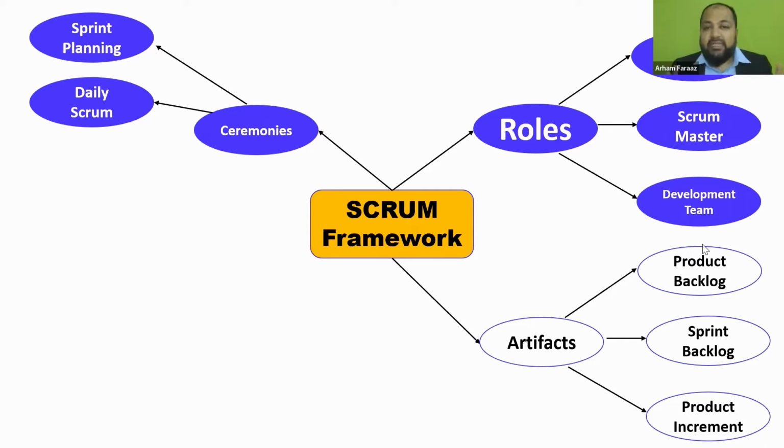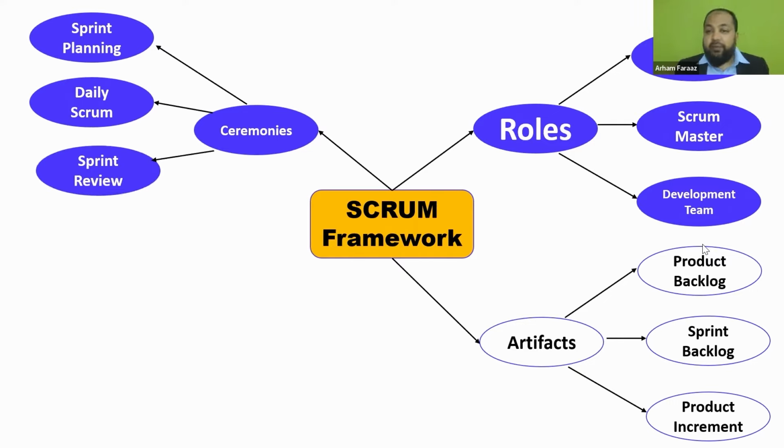Then we have the daily scrum. Daily scrum is also called the daily stand-up, wherein people stand for 15 minutes and try to understand what did you do yesterday, what are we planning to do today, and are there any roadblocks. That's the daily scrum, the daily stand-up activity. That's more like a progress check on the sprint towards the sprint goal.